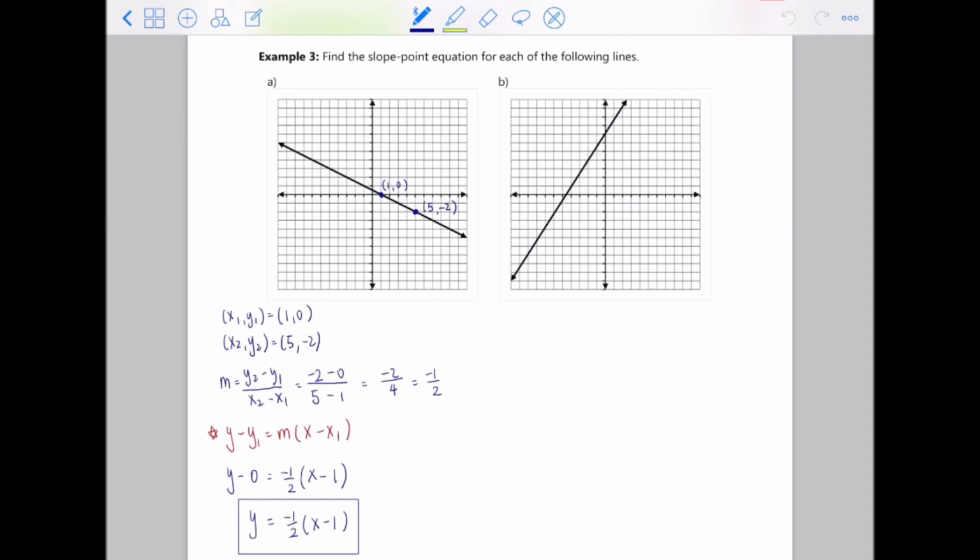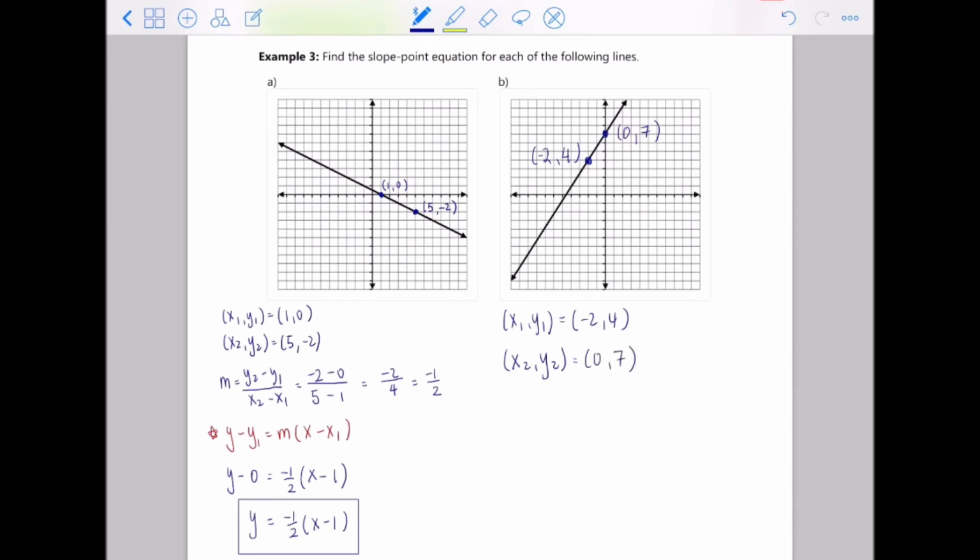Let's try again with part B. So we're going to pick 2 points. I like 0 and 7. Another nice point would be right here, which is negative 2 and 4. Alright, so let's rewrite it. x1, y1 is negative 2 and 4. By the way, the order of this point doesn't matter. You can just reverse, you can just say x2 and y2 equals negative 2 and 4 instead of 0 and 7. But you just need to be really consistent with it.